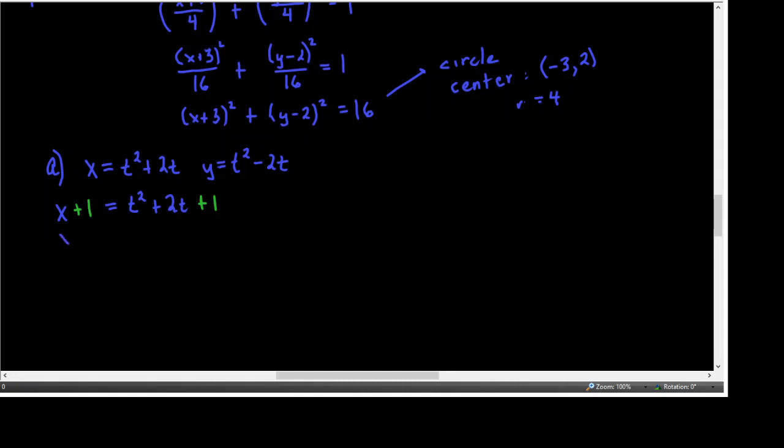And so x plus 1 will equal t plus 1 quantity squared. Okay, so then we're going to take the square root of both sides. Don't forget we should put in a plus or minus when we take the square root of both sides. And then to solve for t, subtract 1 from both sides.